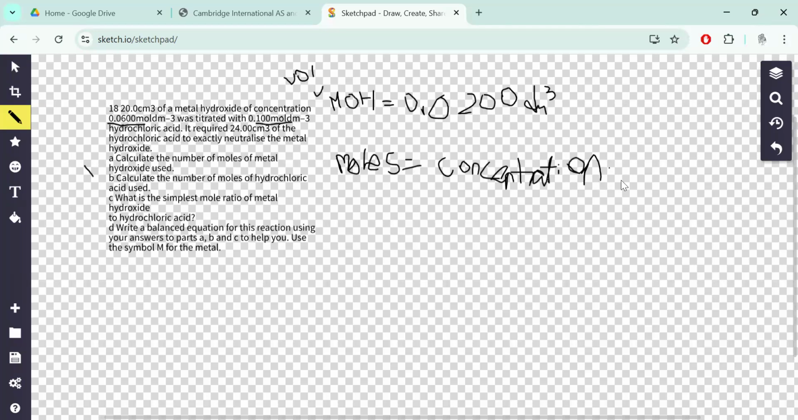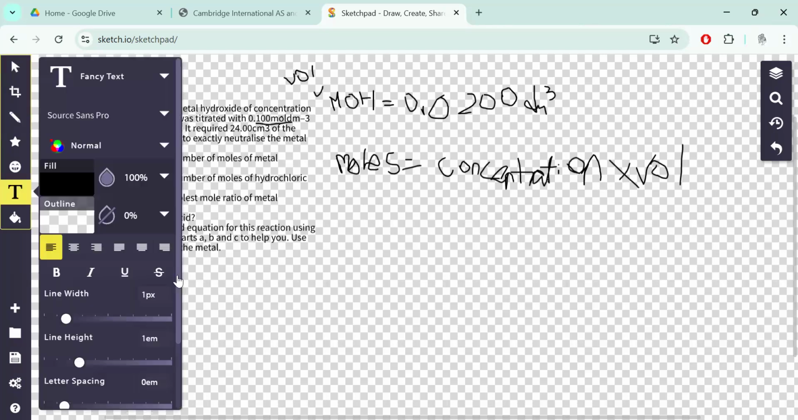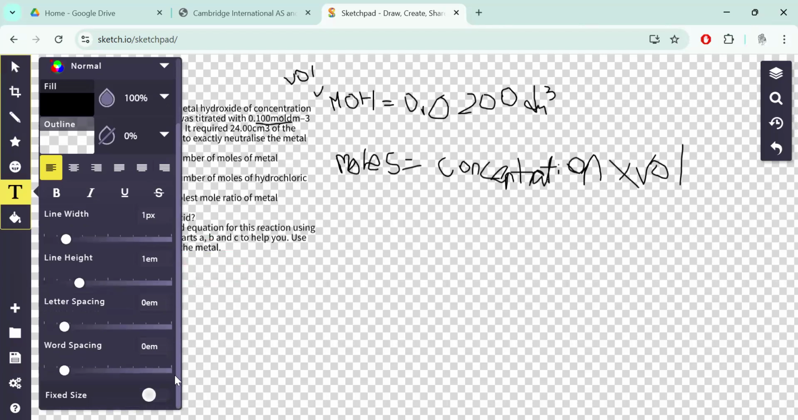It's kind of hard to write this through. So this should be times volume. Okay, so it's really sloppy handwriting there. So moles is concentration times volume. So we know that the concentration is right here.